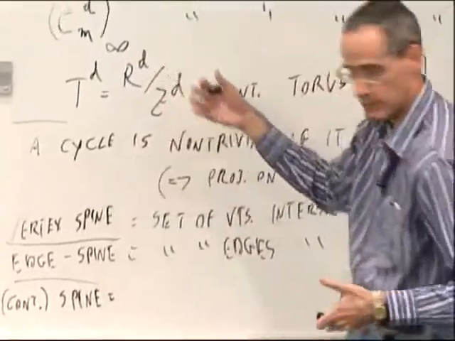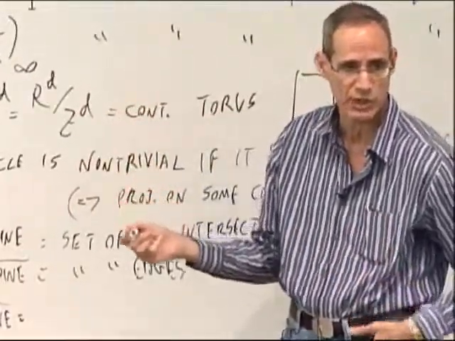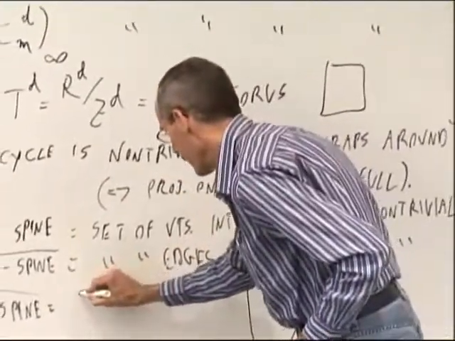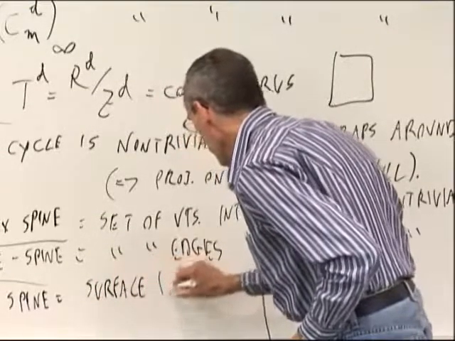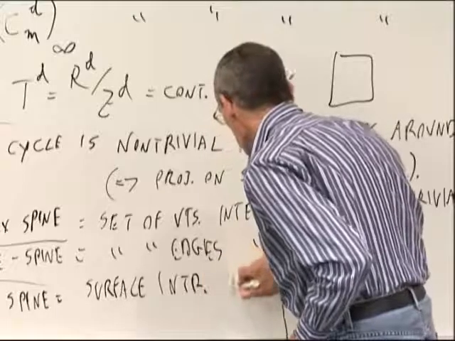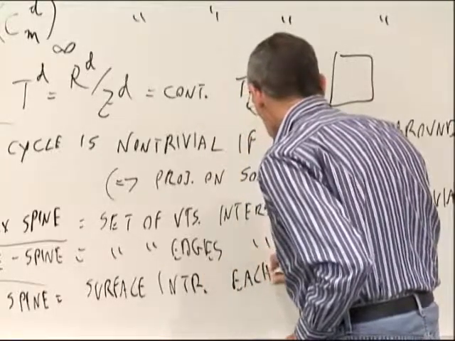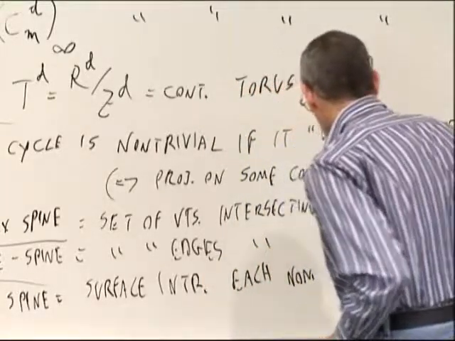So that will be a surface. I mean, we are in dimension d. It will be a d-1 dimensional surface. So surface, and again, intersecting each non-trivial cycle.